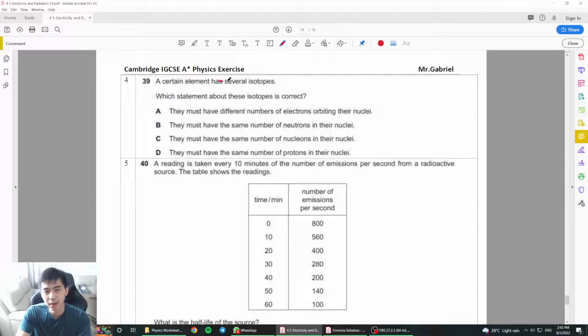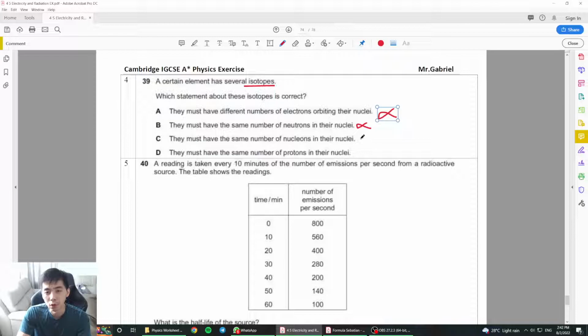A certain element has several isotopes. Which statement about these isotopes is correct? They must have different numbers of electrons. Nope. They must have the same number of neutrons. Nope. Same protons, different neutrons. Always remember isotopes: same proton, different neutron.